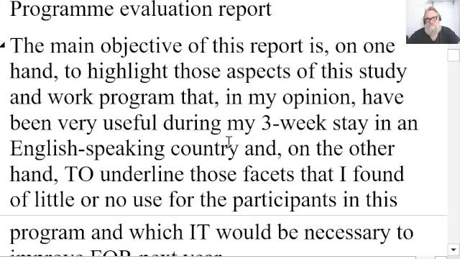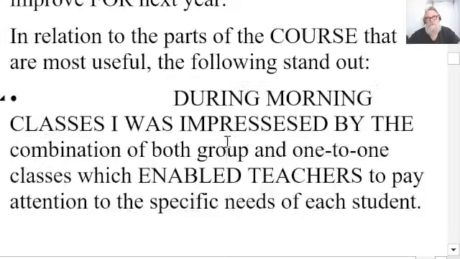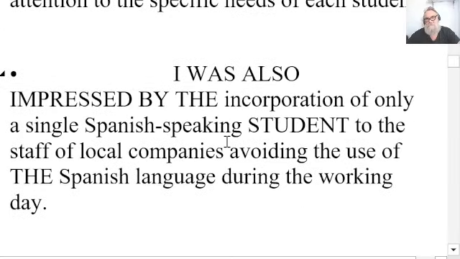Let's see. This writing is more than just a bare pass. I think I would probably give this one overall maybe a B minus. I'm quite happy with this one. For me, this essay shows an improvement.